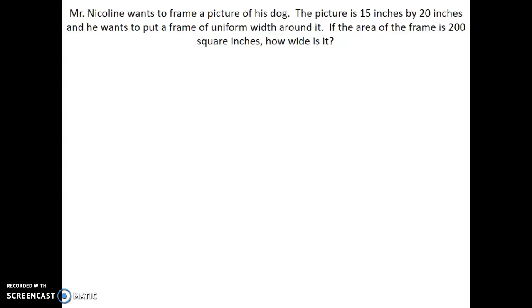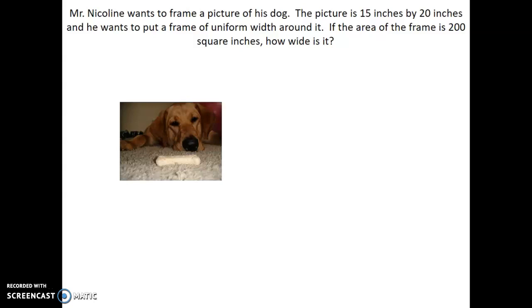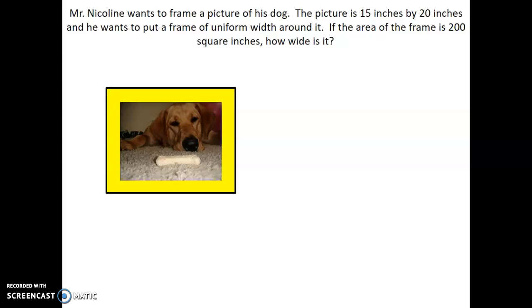Okay, so again, we want to put down or draw a picture. So here we go. It's a picture frame. It's 15 by 20. So there's the picture. Okay, we want to put a frame around it. So there's our frame. So when you're doing this, you're basically making a rectangle inside of a rectangle. Now we know the picture itself of the dog is 15 by 20, so we can label that. It's 15 on the short side and 20 on the long side.